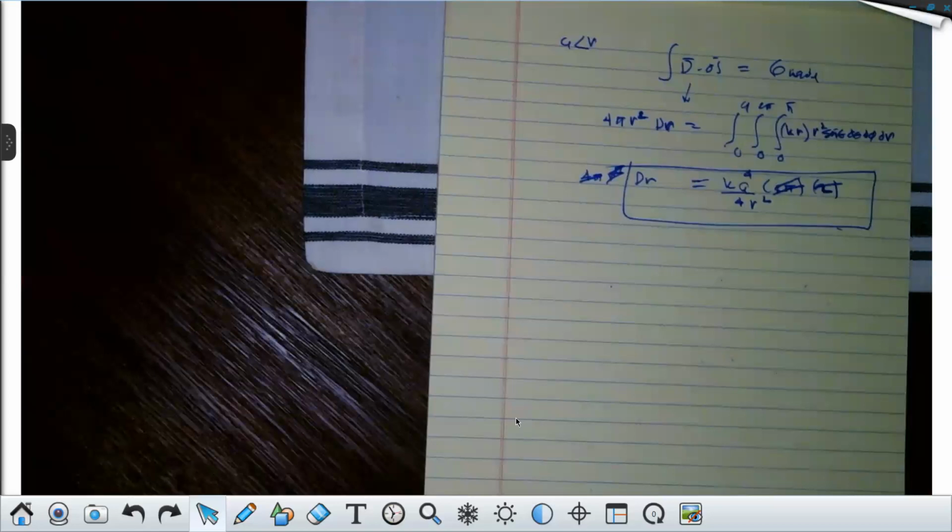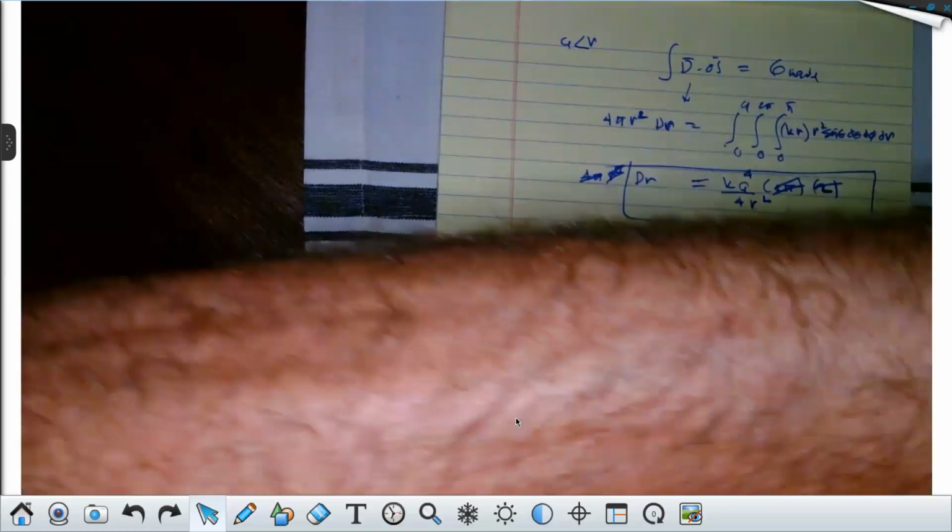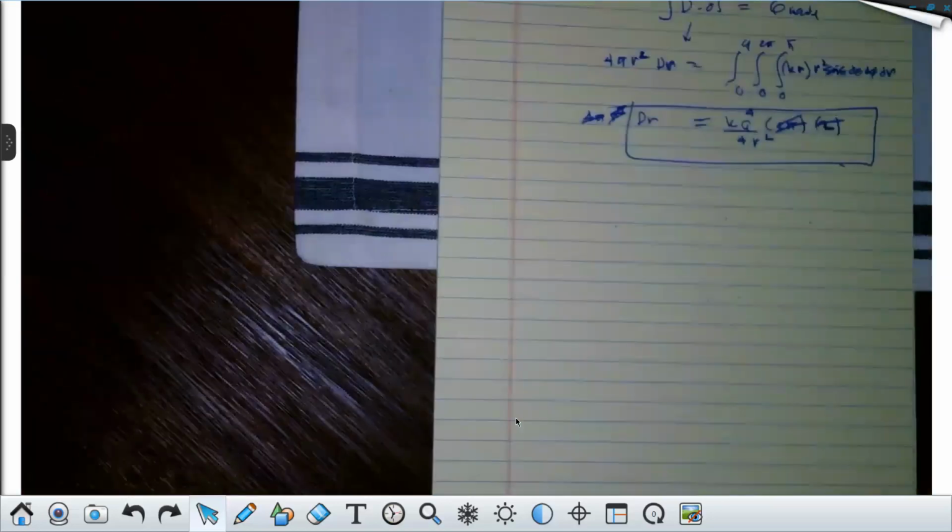How many understand that right there? The principle, at least, of Gauss's law. It's always the integral of D dot dS is charge inside. Now let's do one for a line, or for a cylinder of charge.